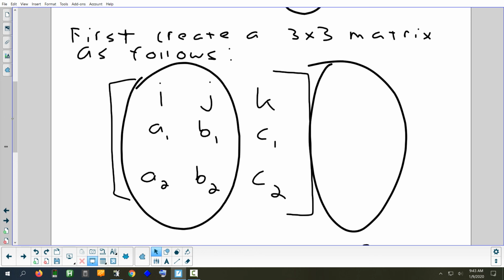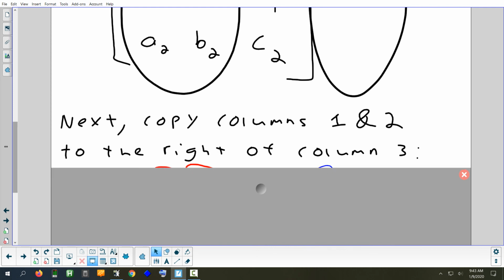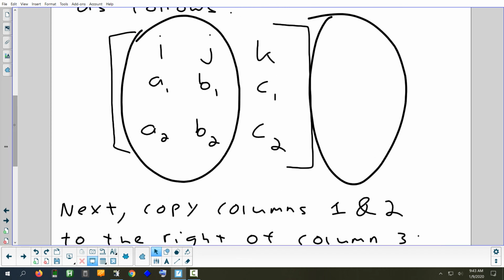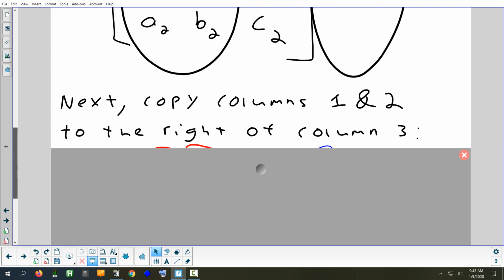The reason we're doing this is because it's going to give us a visual, it's kind of a trick to look at. So copy over columns 1 and 2 onto the end, to the right of column 3. This is column 1, J is column 2, K is column 3. So when you do that, you're going to have something like what I'm about to show you.